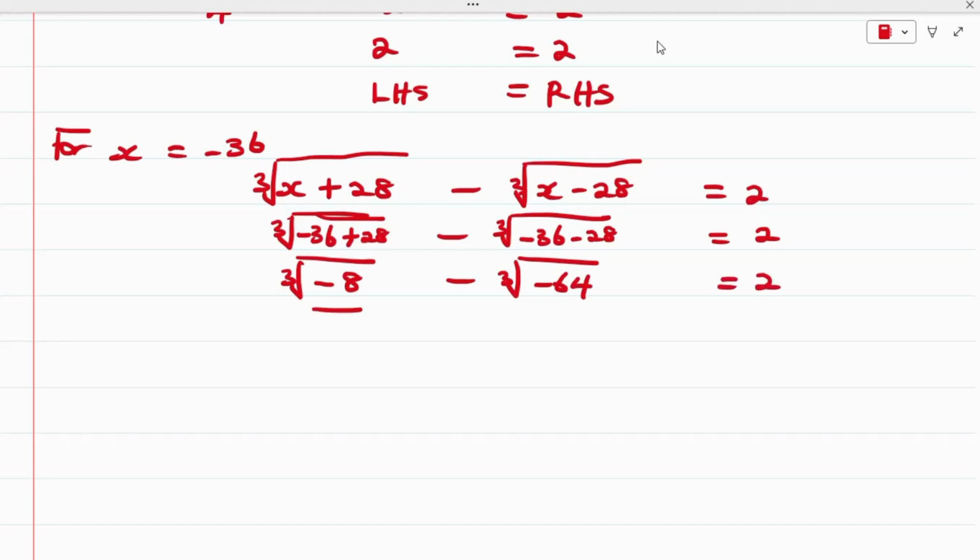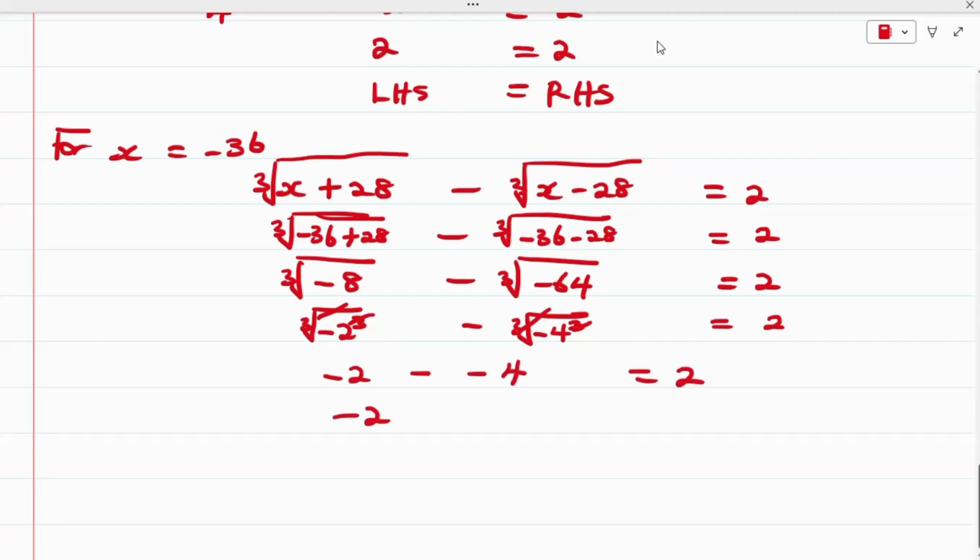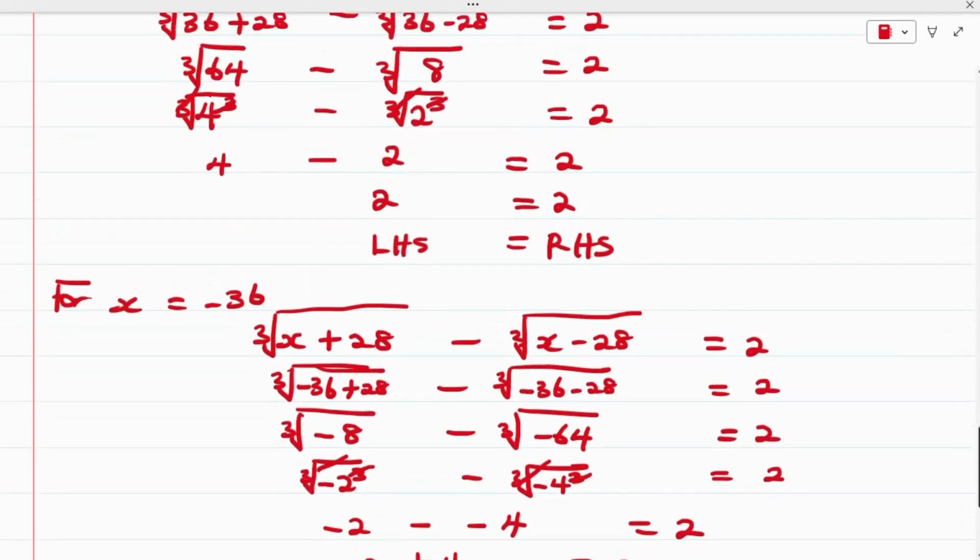So we have the cube root of minus 8 can be expressed in terms of 2 as minus 2 raised to the power of 3, minus the cube root of minus 64 can be expressed in terms of 4 as minus 4 raised to the power of 3, and this is equal to 2. So this cancels this, we have minus 2, minus this cancels this, we have minus 4, and this is equal to 2. Minus 2, minus times minus is plus 4, and this is equal to 2. So minus 2 plus 4 is 2, which is equal to 2. So left hand side is equal to the right hand side. And guys, we have been able to verify this right here.